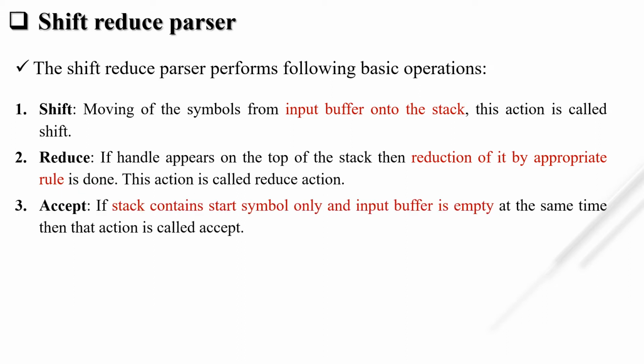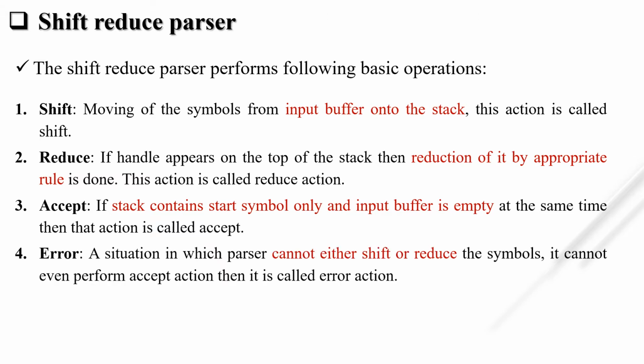Next one is accept. If the stack contains the start symbol only and the input buffer is empty at the same time, that action is known as accept state. When an error occurs, a situation in which the parser cannot either shift or reduce the symbols, and cannot even perform the accept action, then it is called an error action. Let's understand this whole operation with the help of an example.